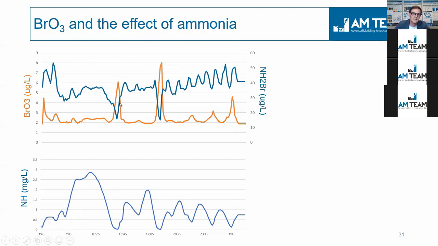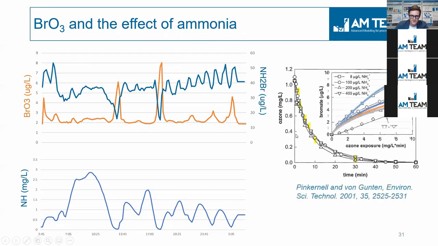Typically, you would never see this if you do regular sampling, because if you, for example, take a 24-hour composite sample, you will never have observed this. And we have checked this with literature as well, where people investigated the impact of bromate and ozone and ammonia levels. And you can see that actually our predictions are nicely matching with what has been observed in rather fundamental studies.